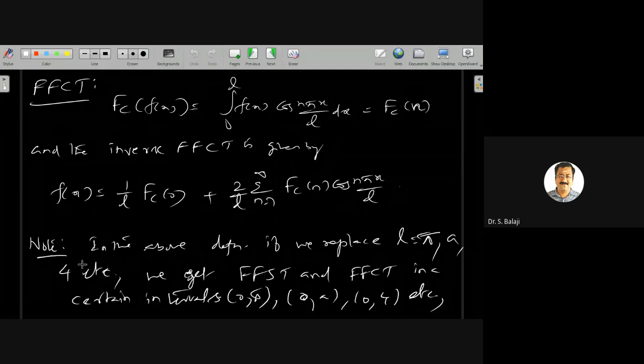Put a note in the above definitions: if we replace L equal to particular values, pi, a, 4, etc., we get FFST and FFCT, the finite Fourier sine transform and finite Fourier cosine transform, in certain intervals, 0 comma pi, 0 comma a, 0 comma 4, etc. This is generally 0 comma L. Particular values give particular intervals here.